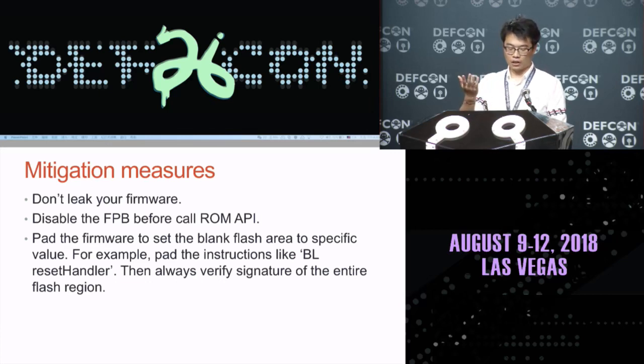Also, there's a bunch of blank flash regions in the firmware, so you can just patch the firmware to set all this blank flash area to a specific value. For example, you can use an instruction like BL reset handler. That means if the blank flash region is executed, it would just directly jump back to the beginning, so it's not usable anymore. Also, you should always verify the signature of the entire flash instead of just a piece of code. It's totally not secure otherwise, right? It just leaves a giant blank hole and tells us, okay, you can take it.